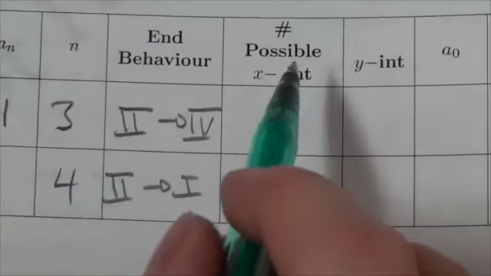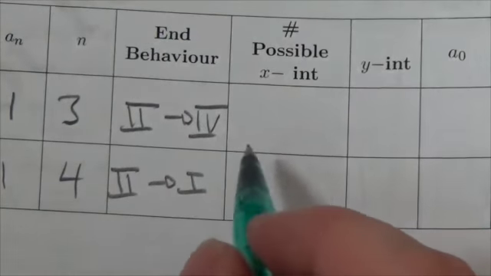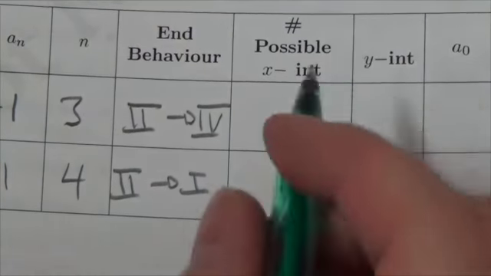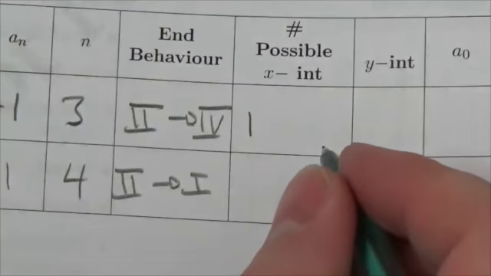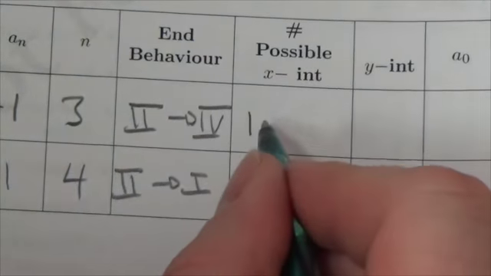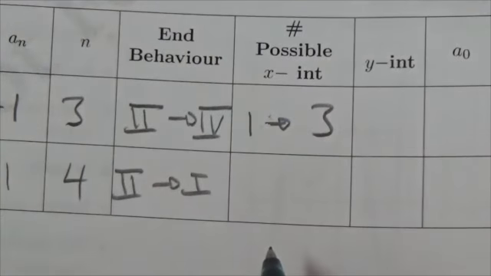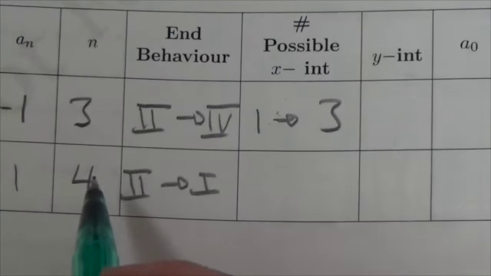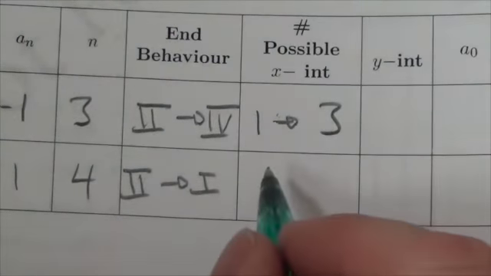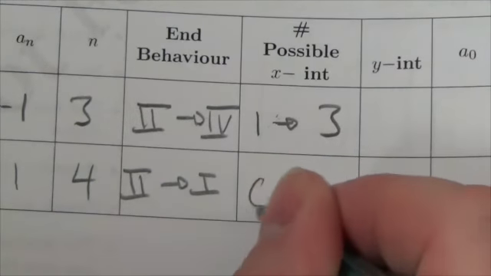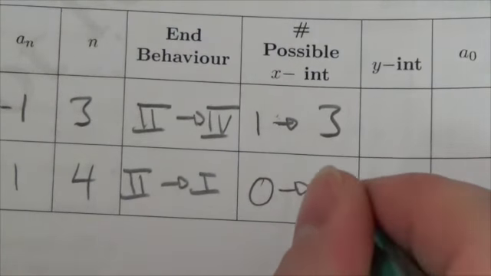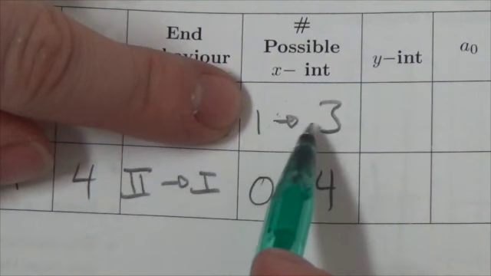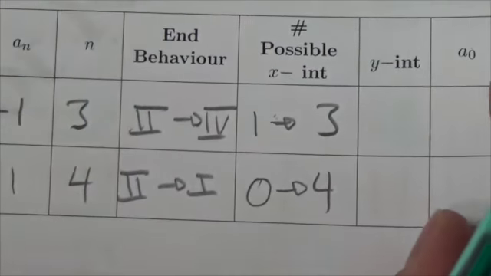Okay, the number of possible x-intercepts here. Well, for a cubic, for a third degree function, it's got to have at least 1. It's got to cross the x-axis at least once, and it could go up to 3. For this one right here, for an even degree function, it doesn't have to touch the x-axis, so it could actually have no x-intercepts, up to a maximum of 4. So odds always start at 1 and go up to the degree. Evens start at 0 and go up to the degree.